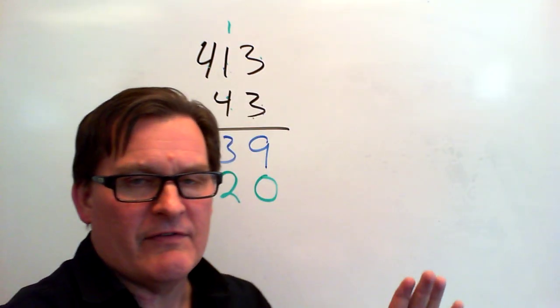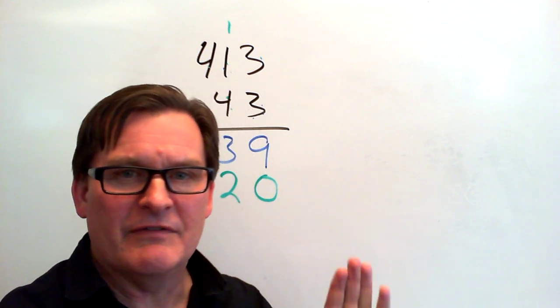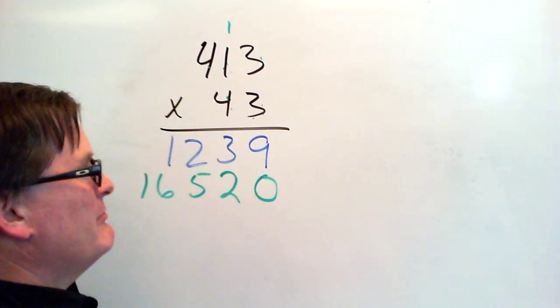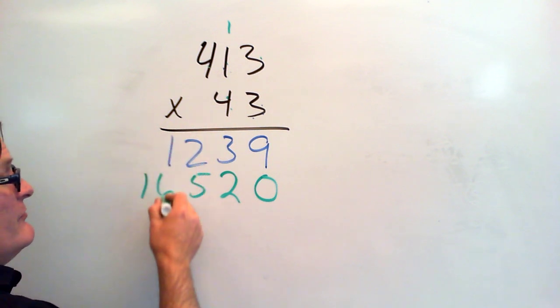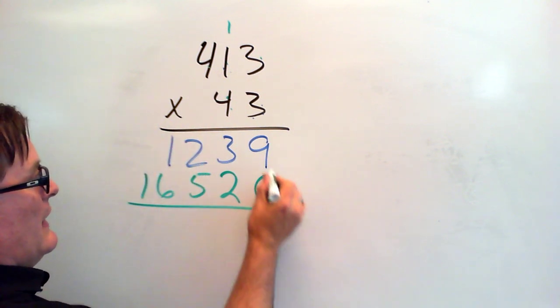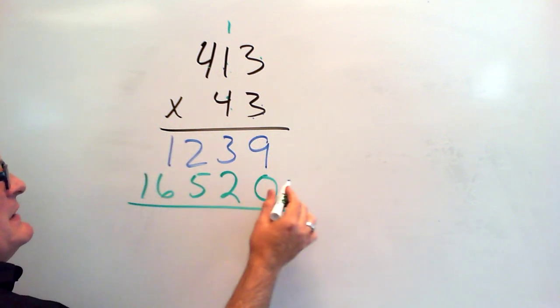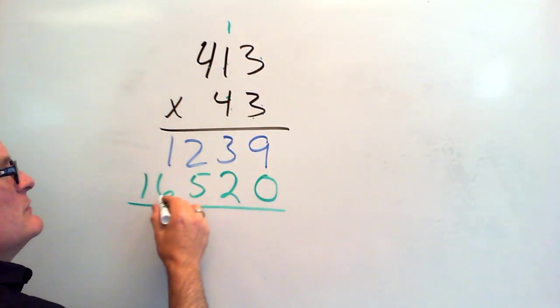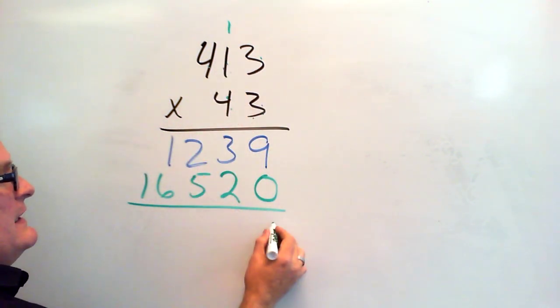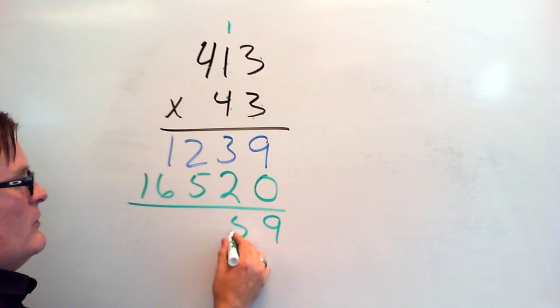It all works out. Everything ends up in the right place. That's the beauty of the algorithm. You don't have to think about it as much, but you do need to be careful that you're lining stuff up in the columns. Now I have my 2 products, one from the 3 times, one from the 40 times, and I sum those products to get my total.